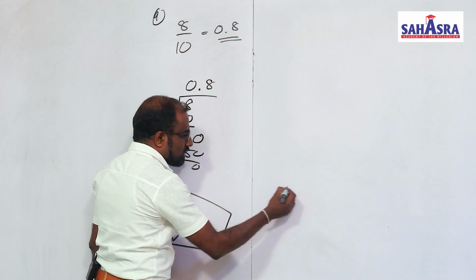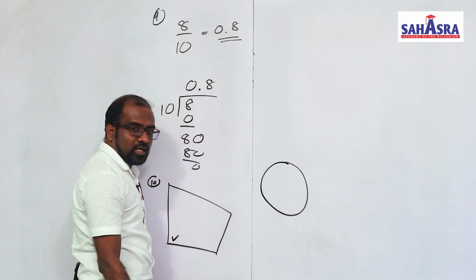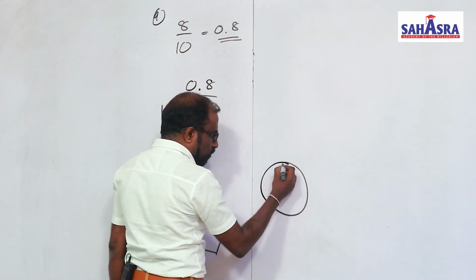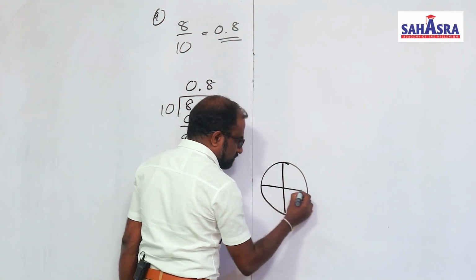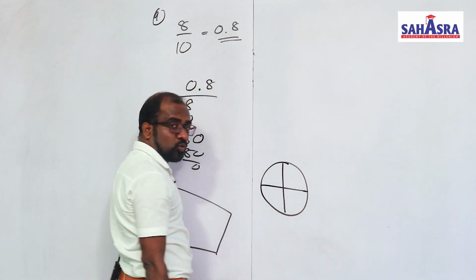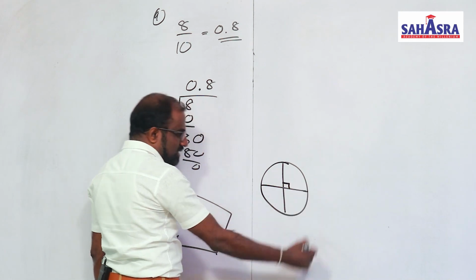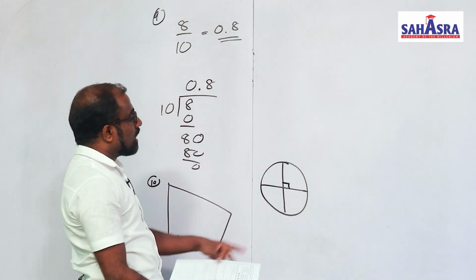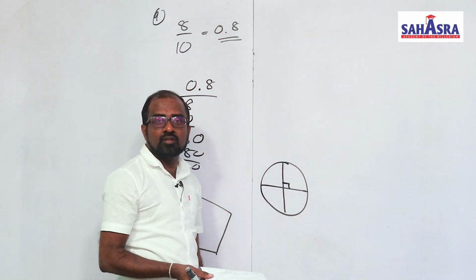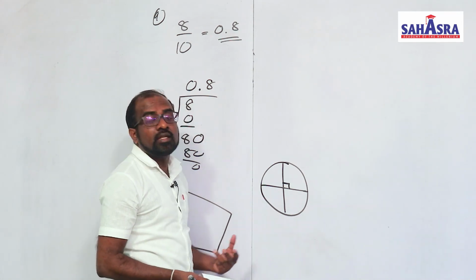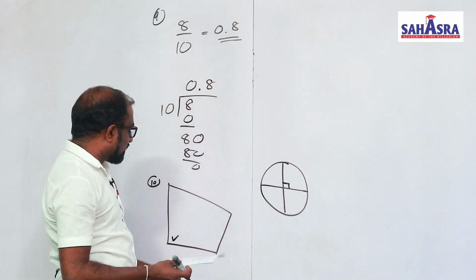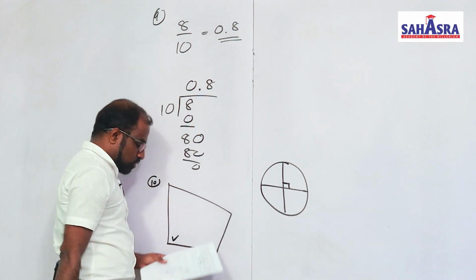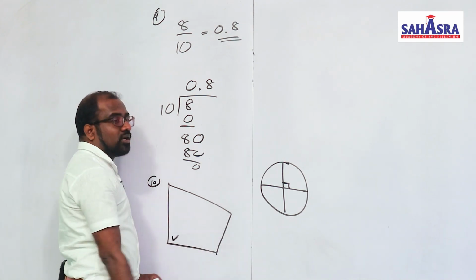If you consider a circle, and divide it into 4 equal parts, the angle you find at the center is what we call a right angle. Clear? That's the definition of the right angle. So, here you have a right angle. You should tick. Other angles are not right angles.